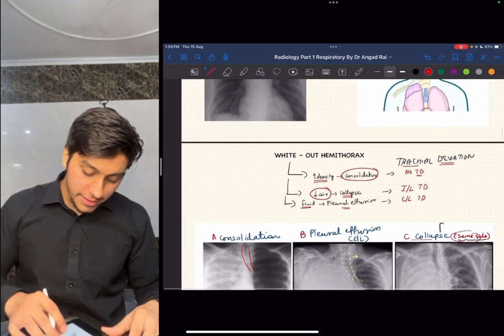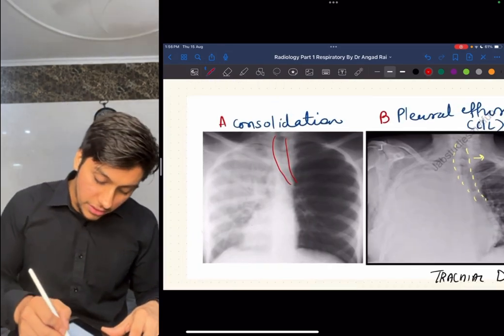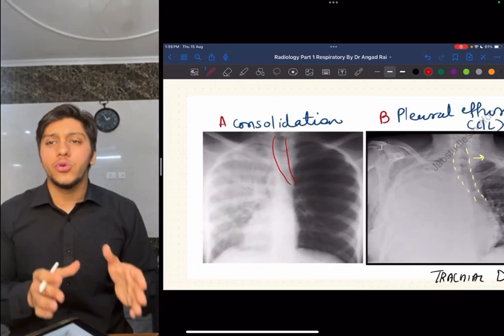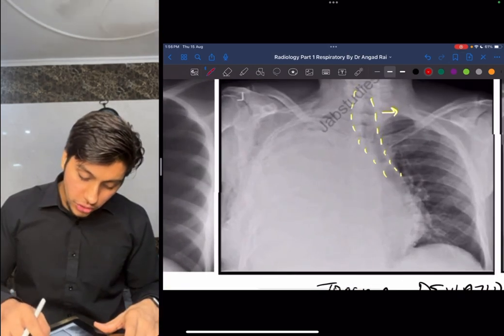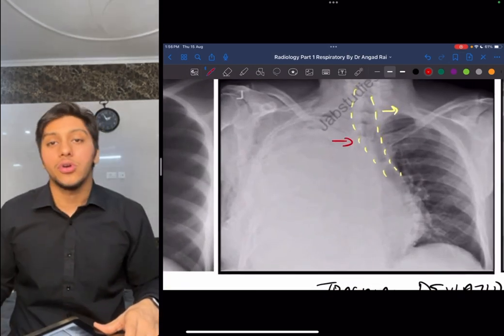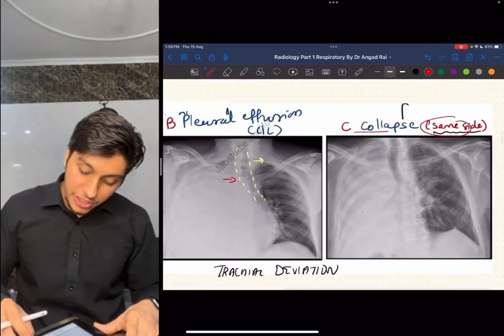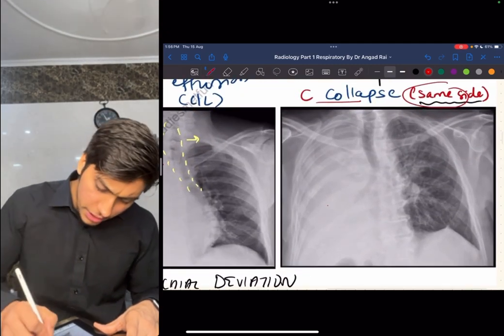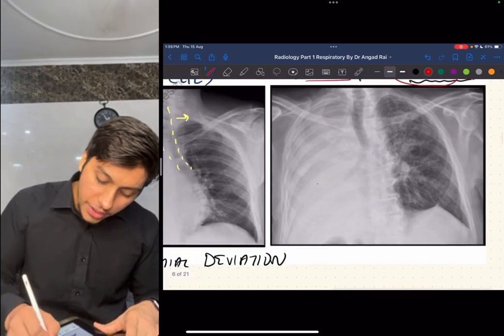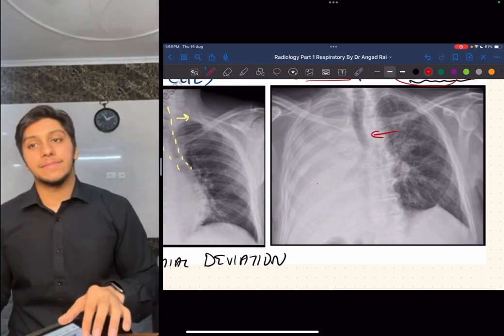For example over here, guys, this is a consolidation. You can clearly see in consolidation, usually there is little to no tracheal deviation. Pleural effusion over here, you can see that it is deviating to the contralateral side. While if you see with respect to collapse, the collapse is occurring over here, and you see the deviation of the trachea is towards the same side.